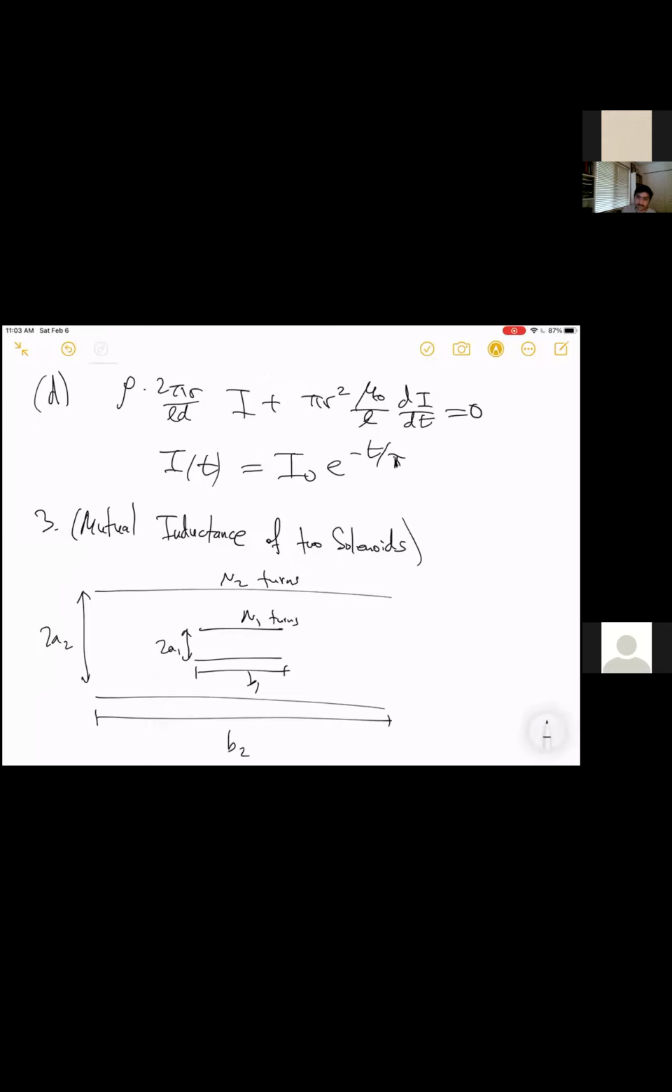So the question is, what is the mutual inductance of these two? Again, recall for mutual inductance, what that means is that I have to be sending a current I through one of them, a current zero through the other one, and find the flux through the zero current one due to the current flowing in the other one, and divide those. Find the factor.